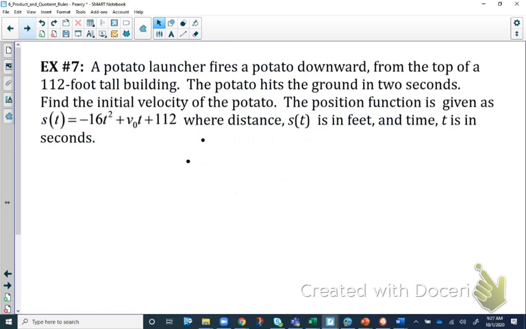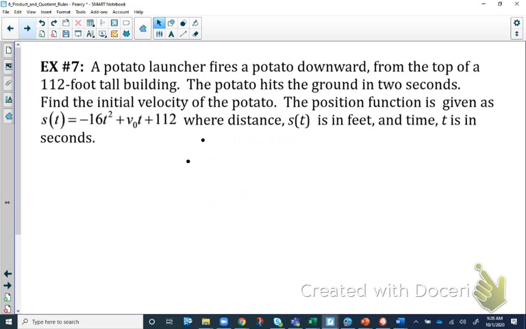And here is kind of what I was talking about as far as things that you would have seen previously. A potato launcher fires a potato downward, and it's giving us that quadratic expression where the only thing that we don't know is the initial velocity. So the 112, that's the initial position, being 112 feet above the ground. And we know the time that it takes it to hit the ground. We know time is 2 seconds.